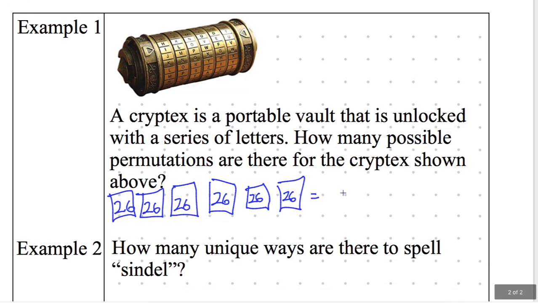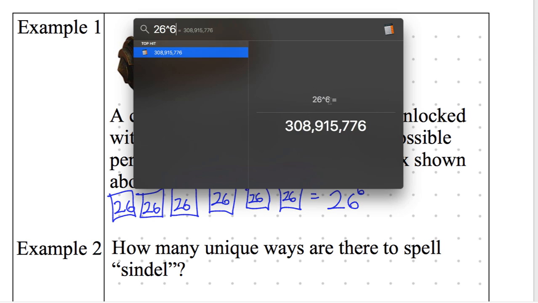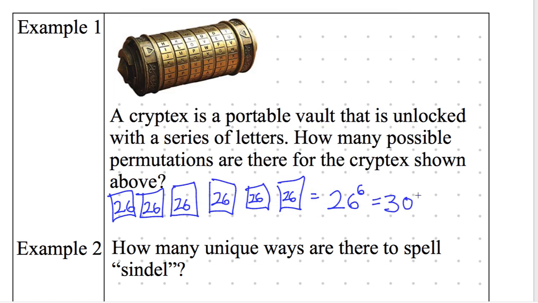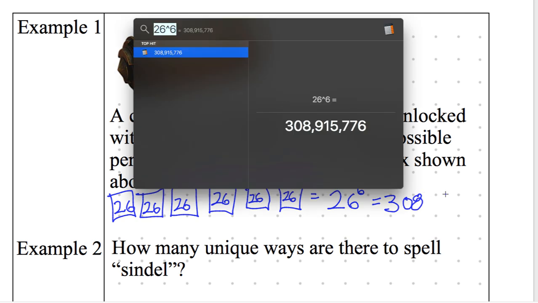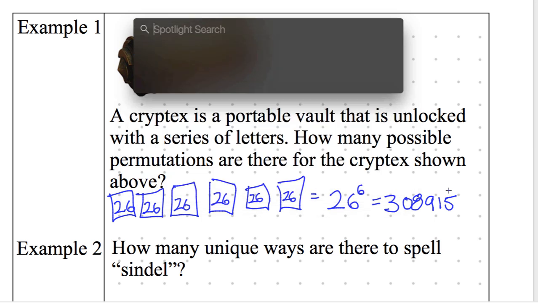So what to the power of what do I write here? 26 to the power of 6. 26 to the power of 6 is 308,915,776. Write it down. So this is equal to 308,915,776.